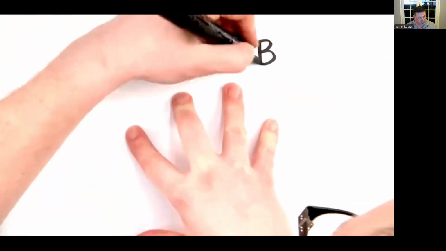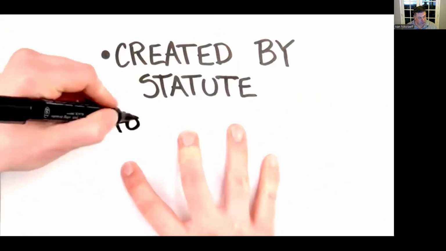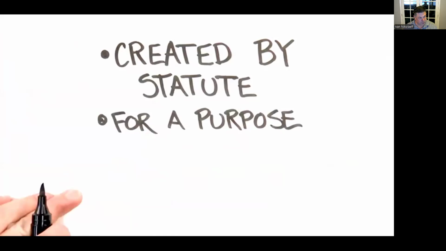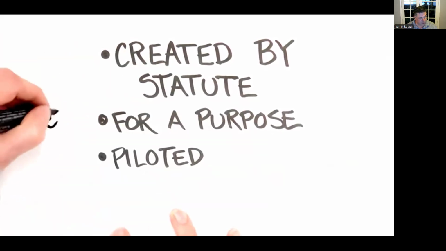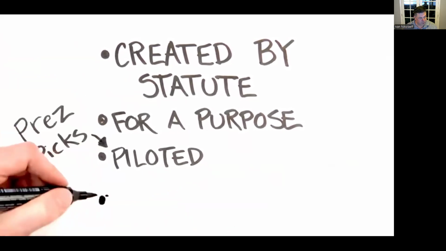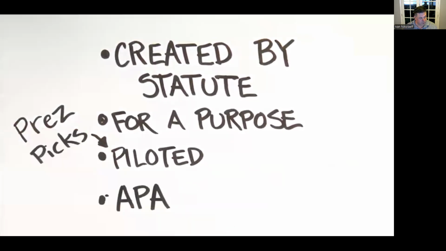So, in conclusion, agencies are created by a congressional statute which gives the agency a structure and a purpose, and then the agency is given broad authority to interpret that purpose. The agency is piloted by one or more people who are chosen by the president, and then the whole agency is checked and constrained by the Administrative Procedure Act.